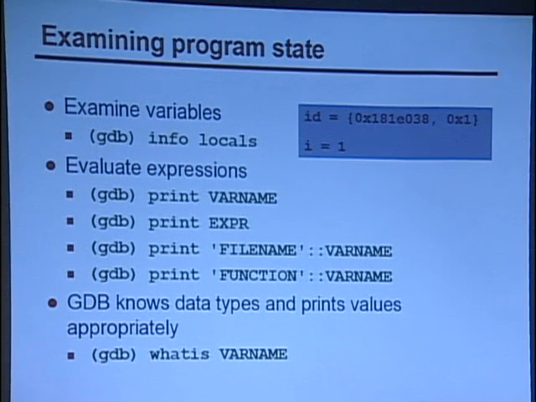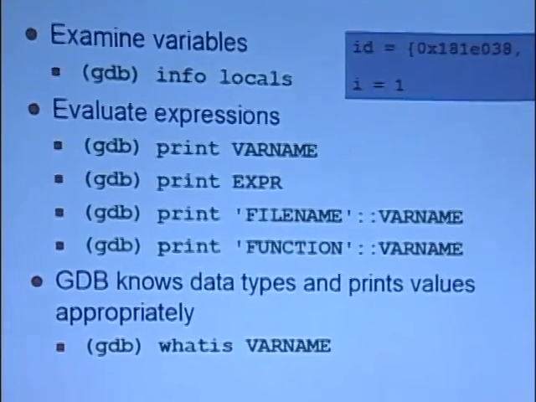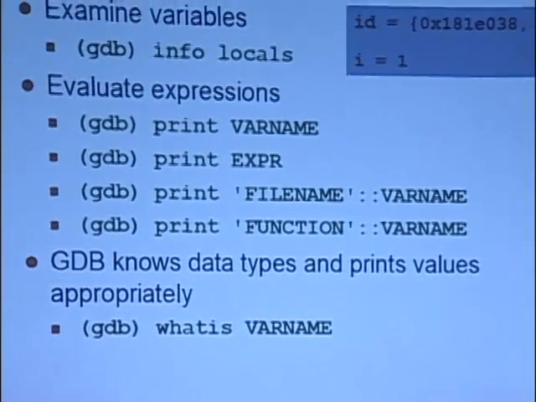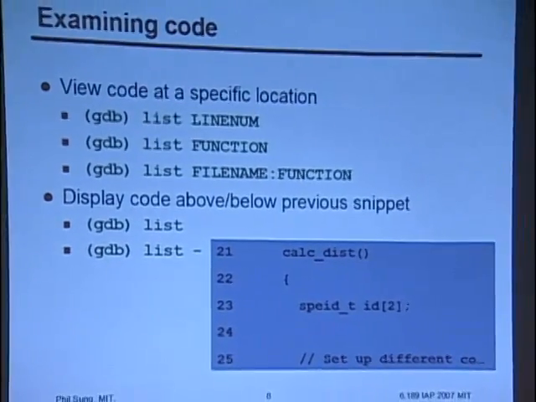When you type print var name, GDB will look up that variable name for you. But sometimes, if you have more than one variable available in your function under the same name, for example, these variables are in different files or different functions that are all available, then you may need to disambiguate the variable name. And to do that, you just precede the variable name with either the file name that you want to use or the function that the variable occurs in. Any questions? OK.